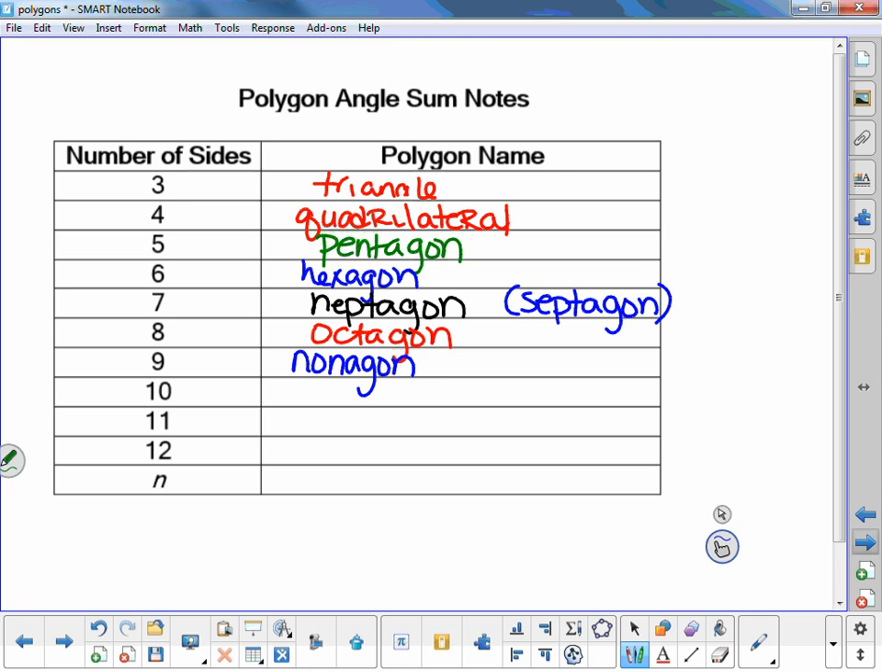10-sided is like a decade, so it's a decagon. And then the only other one we're going to go over is a 12-sided, which is a dodecagon. Now, after that, we should kind of say n-gon. So if it's a 30-sided figure, we would say a 30-gon. Does that make sense? Okay.